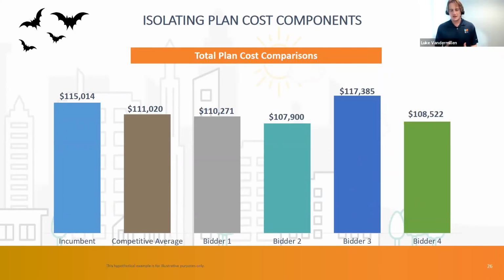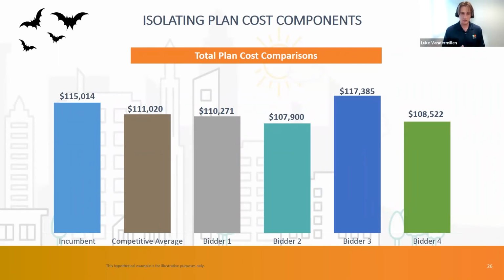And so just to wrap up here in terms of looking at the different plan cost components, what I've pulled up here is an example of what you go through with a live bid RFP, where you're taking a look at the total plan cost numbers. And this is what most benchmark reports will do for you, is take a look at the total plan cost.